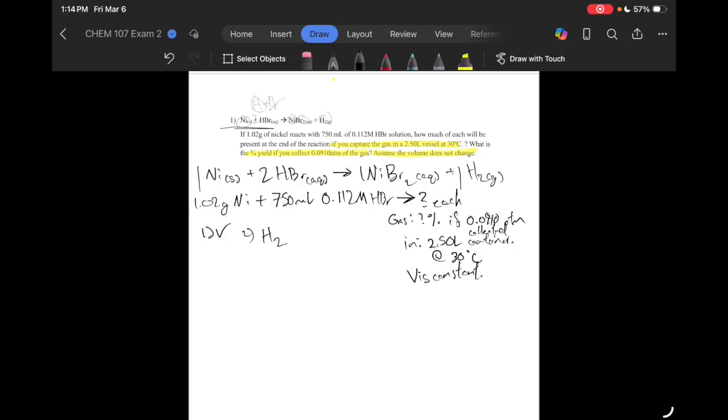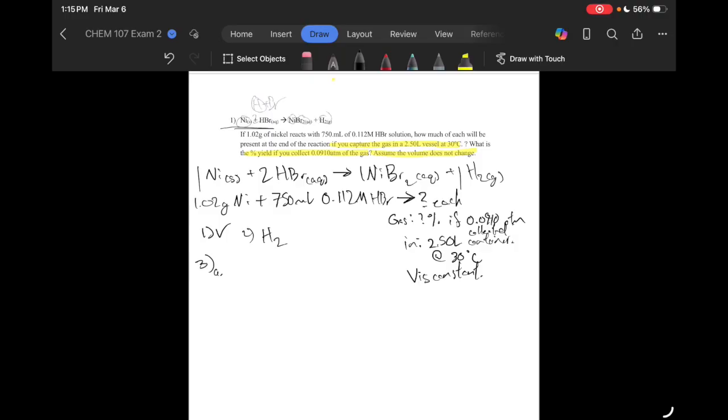Okay. So now step three is we need to find what the limiting reactant is. Between Ni and HBr, which one of those two is going to run out first? And so how do we do that? Well, we just find how much H2 each reactant will make individually, and we will just compare the two values. So for step 3A, let's do nickel because left to right.